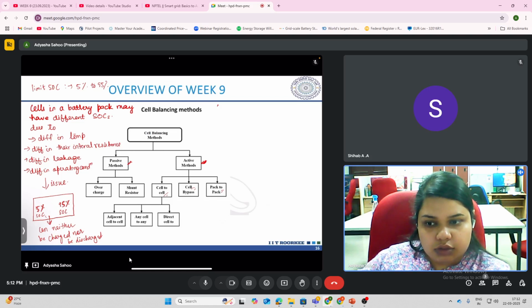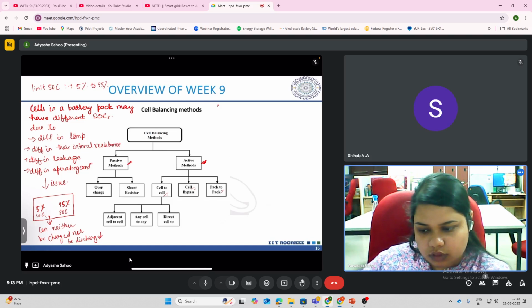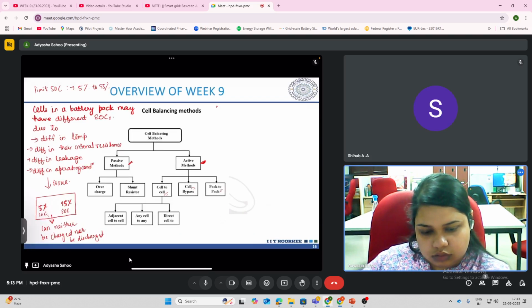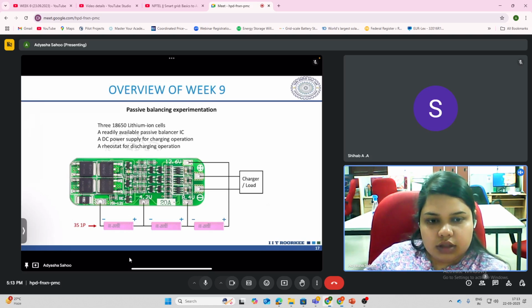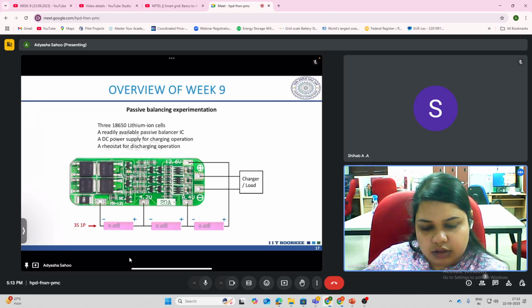Now, in cell to cell, it can be again cell balancing method between adjacent cells or between any cell, or direct cell to cell. So first we will see the passive balancing experimentation.